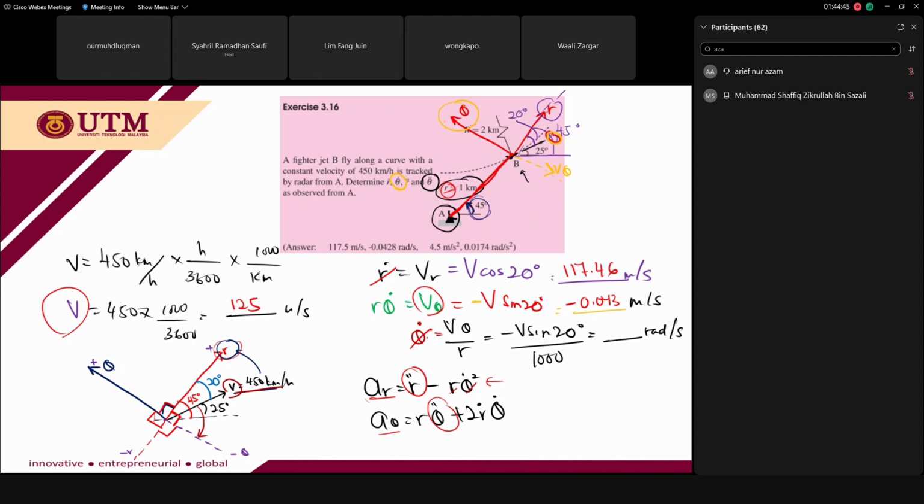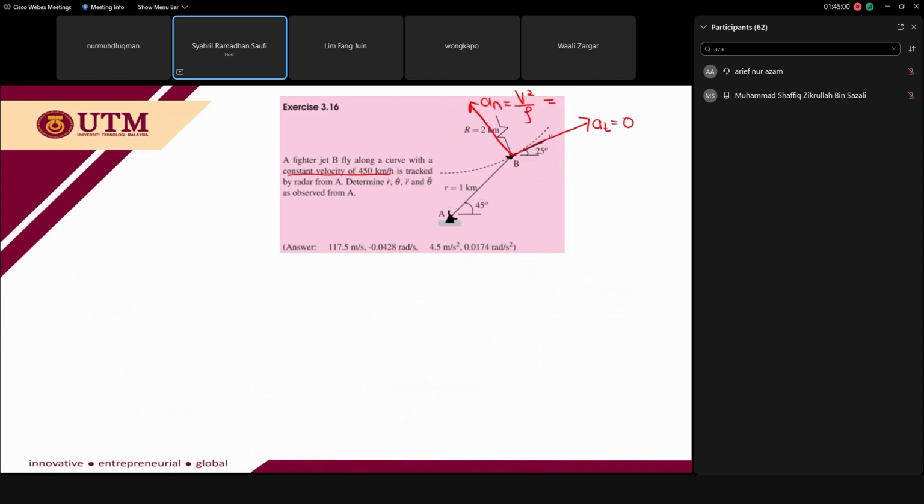Theta dot is negative 0.043. Okay, so that means it's not V theta. Here, 125 squared over rho, which is 2000, gives you your normal acceleration. How much is this normal acceleration? 125 squared over 2000.